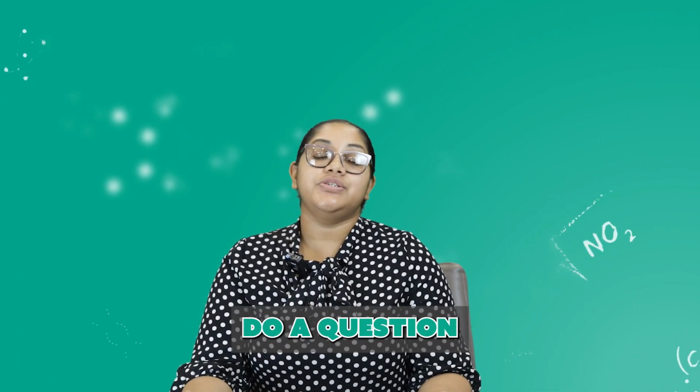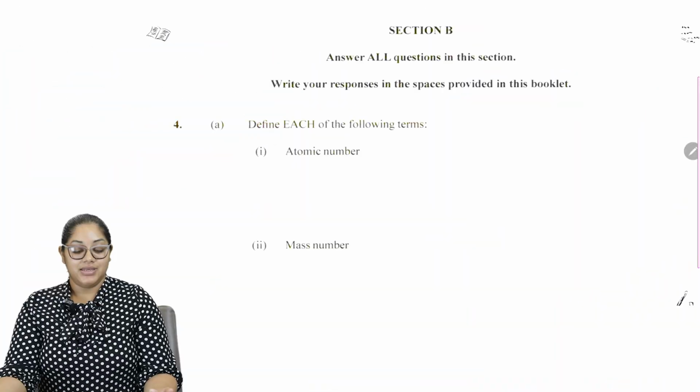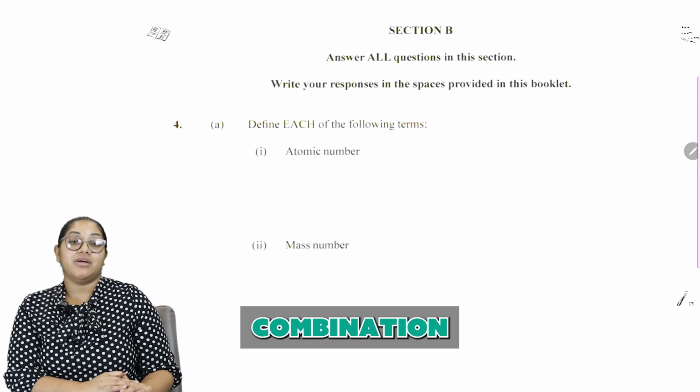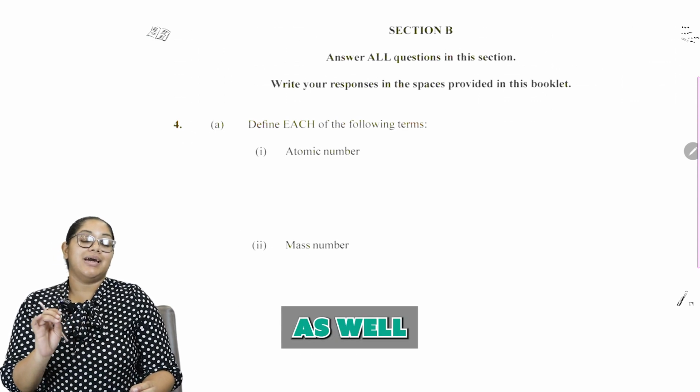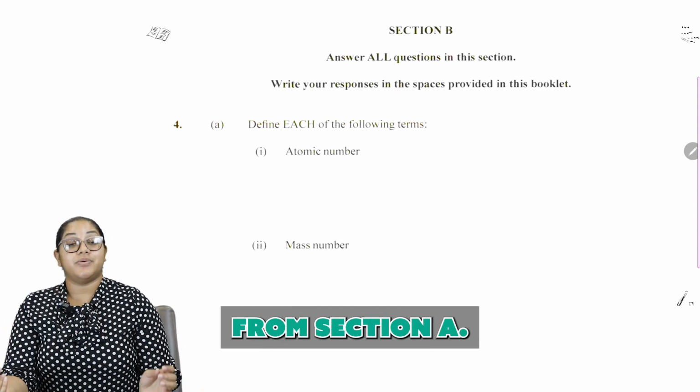Today we are going to do question 4 from January 2019, paper 2. This question is a combination of atomic structure as well as electrolysis. So two very important topics from section A.